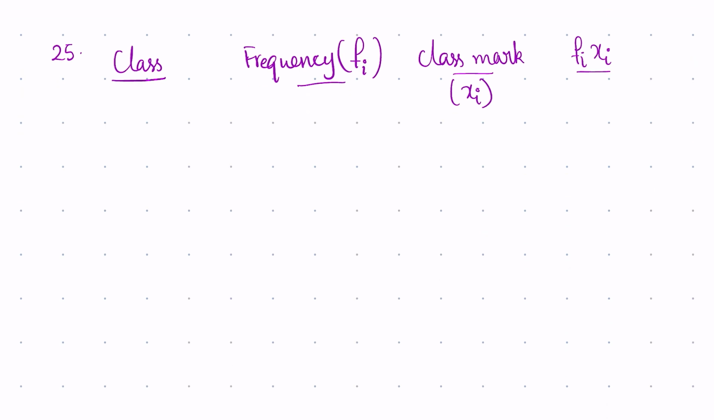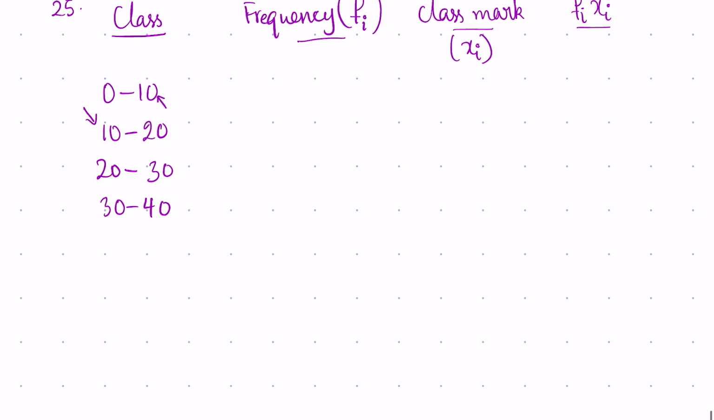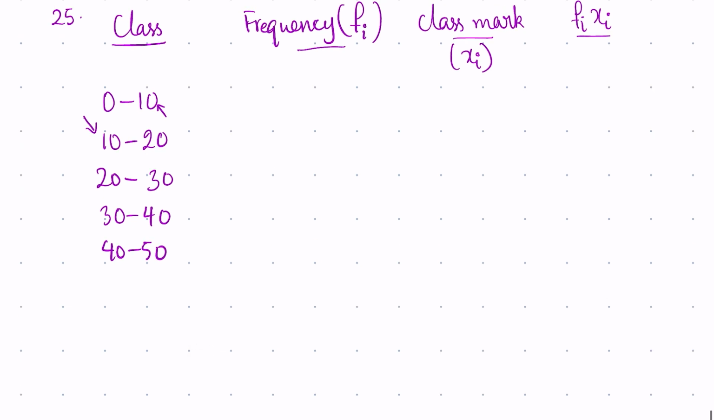So class 0 to 10, 10 to 20. This is a balanced class. The end point of this and the starting point of this are the same, so we need not do the hard work of balancing this. 20 to 30, 30 to 40, and then 40 to 50. What are their frequencies? 10, 22, 40, 16, and 12.